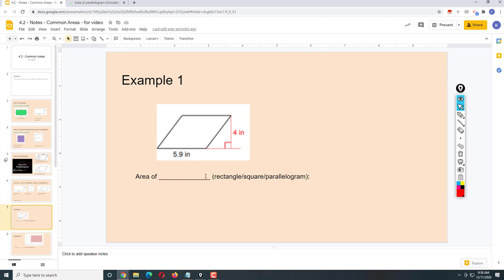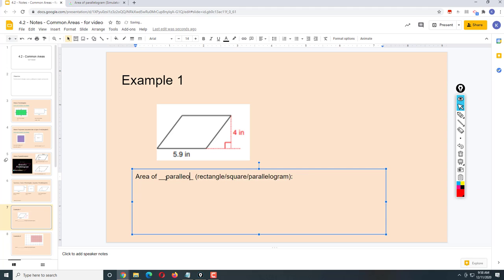So for this one, this is a parallelogram. The area has to be 5.9 inches times 4 inches, which is going to be 36.6. And the unit is going to be inches times inches, which we can write as inches squared.